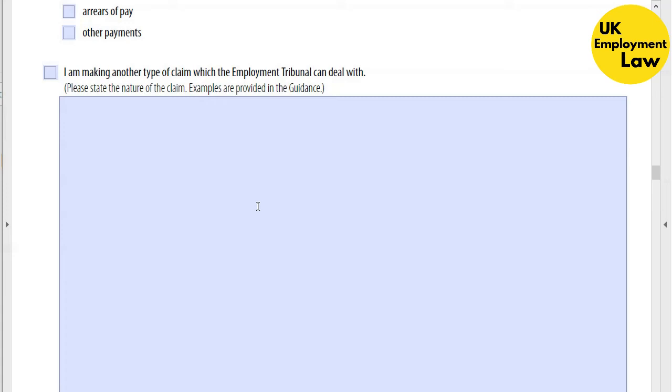You should provide the events in chronological order, that is, in date order. What happened and who else was present. An important thing to remember is that you should not provide evidence of anything at this stage. For example, do not send documents, copies of emails or recordings to the tribunal. You just need to state facts.